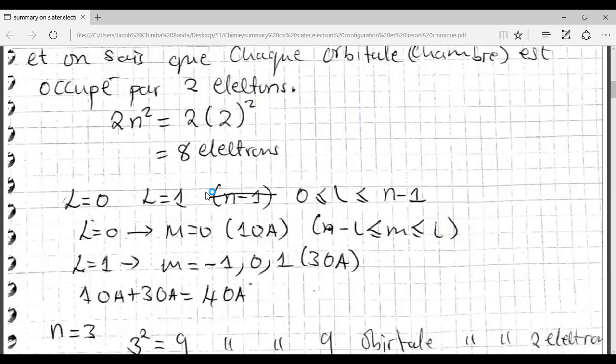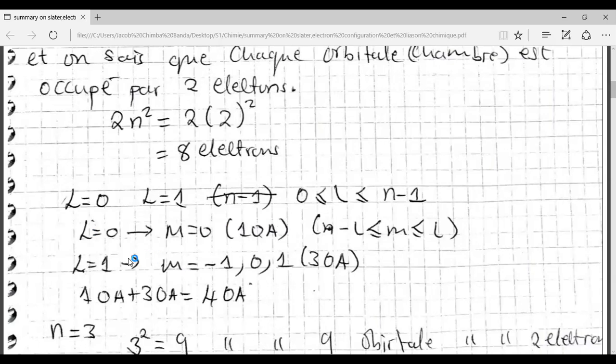For example, if I'm given n equal to 3, for you to understand better, I can start from 3 minus 1, which is 2: l equal to 2, l equal to 1, l equal to 0. So most of the time you always go towards 0. So l equal to 1 and l equal to 0. For l equal to 0, how many orbitals does it have? Since 0 is neither positive nor negative, we just write m equal to 0, which is 1 orbital.